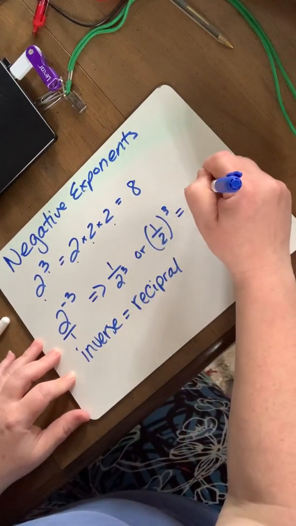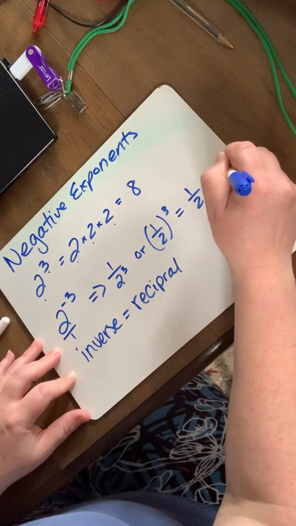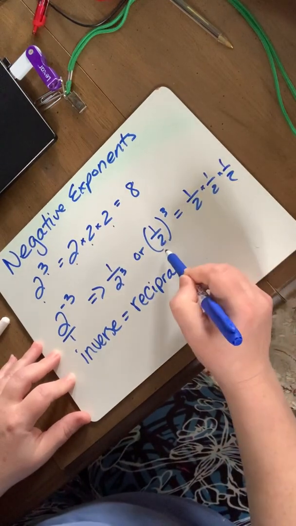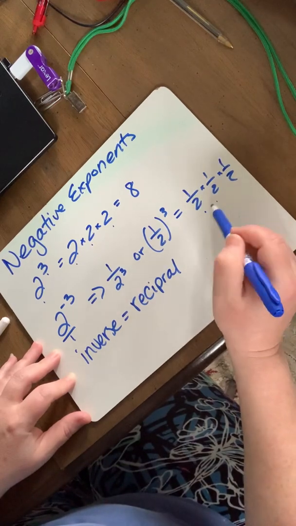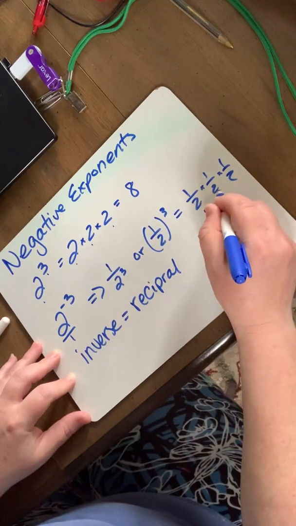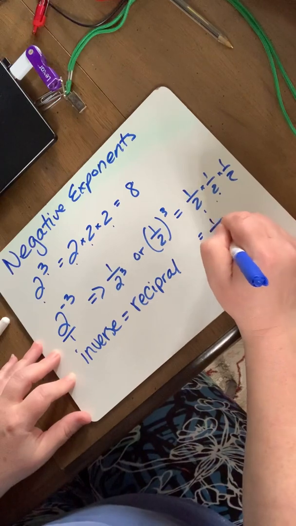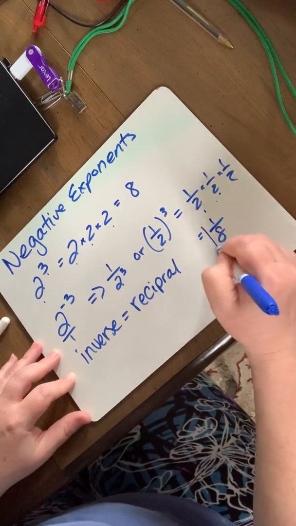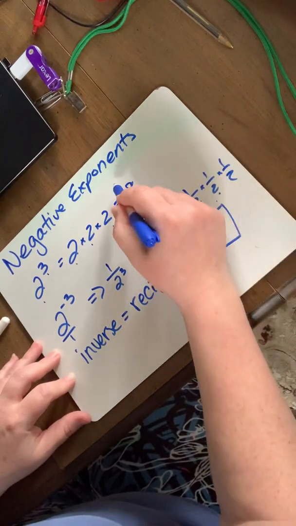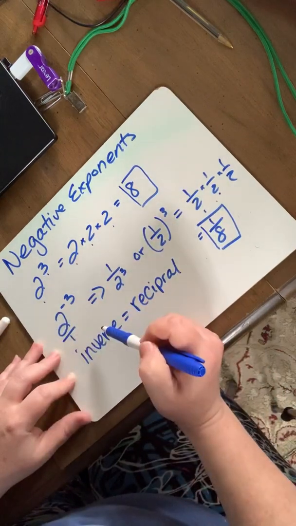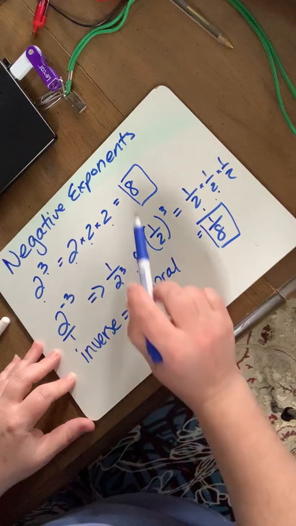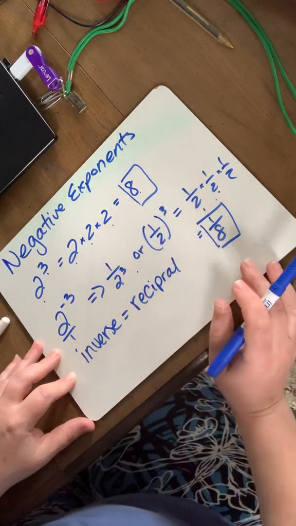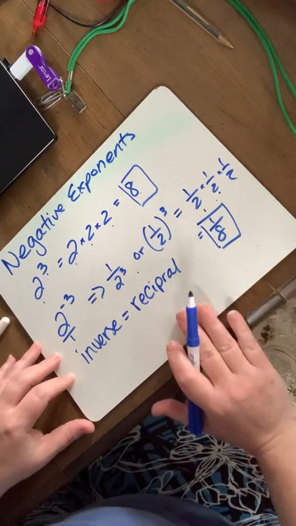And that would just be simply 1/2 times 1/2 times 1/2. The exponent says take the base and multiply it by itself 3 times. 1/2 times 1/2 times 1/2 is 1/8. So there is the relationship between 2 to the positive third power and 2 to the negative third power. The answers are reciprocals of each other.